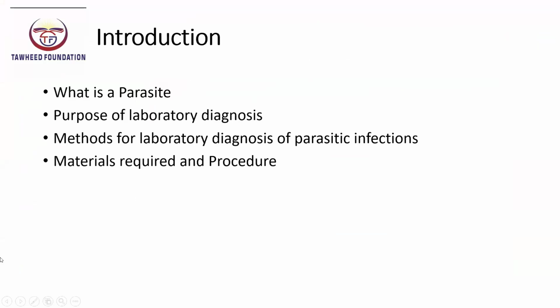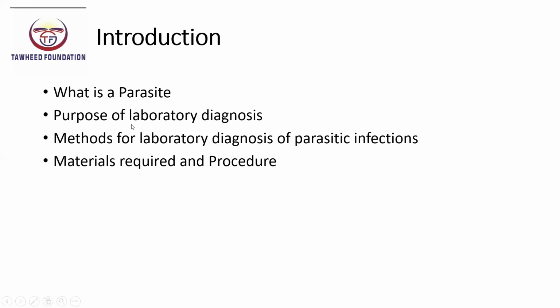Coming to the introduction part, what is a parasite? A parasite is described as an organism that derives sustenance from another living organism, the host, without reciprocating any benefit. The parasite relies on the host for nutrients and survival, often affecting the host's health and biological functions.